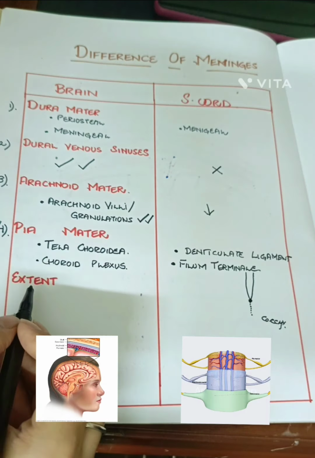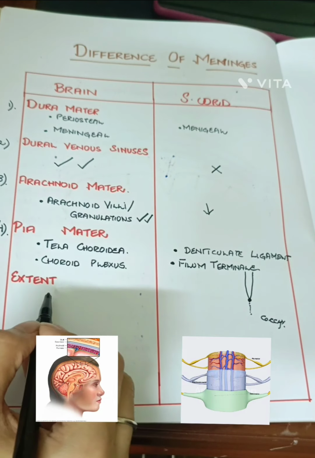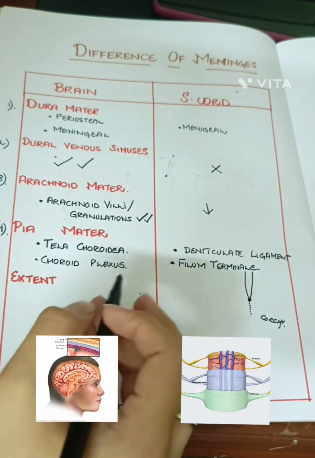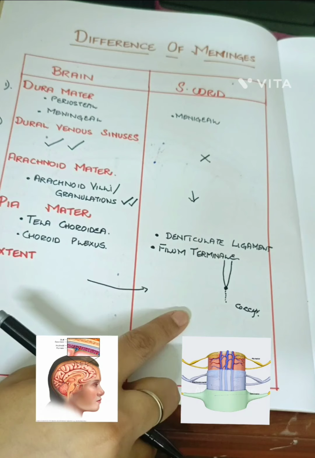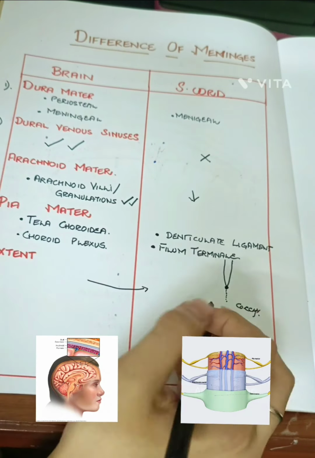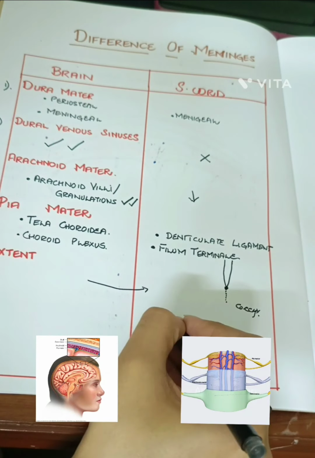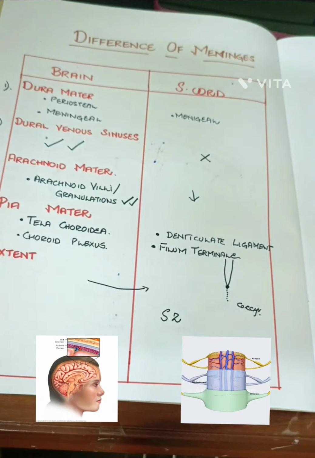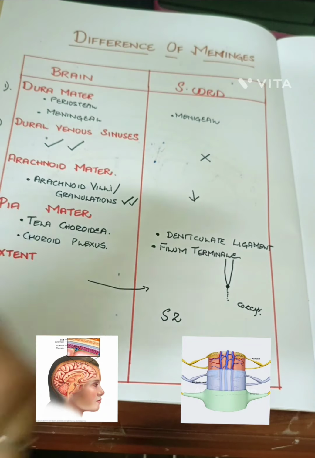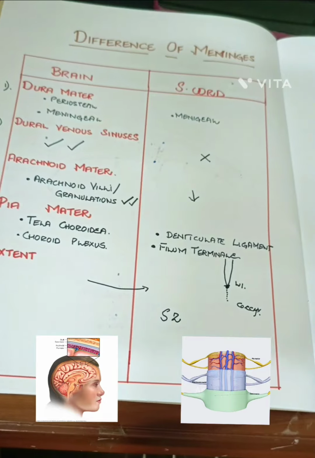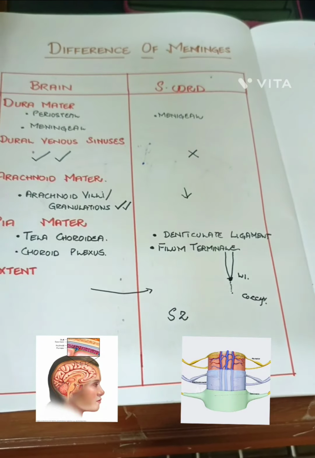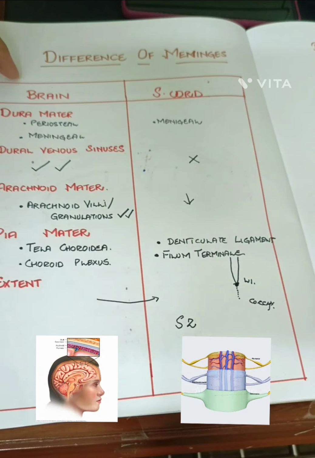The three layers of the meninges in case of the brain invest the brain closely, and in the area of the foramen magnum, they become continuous with the spinal cord. However, in case of the spinal cord, the lower limit of the subarachnoid space is the S2 level, while the spinal cord itself terminates at the level of L1. So this is a quick comparison between the meninges of the brain and spinal cord.